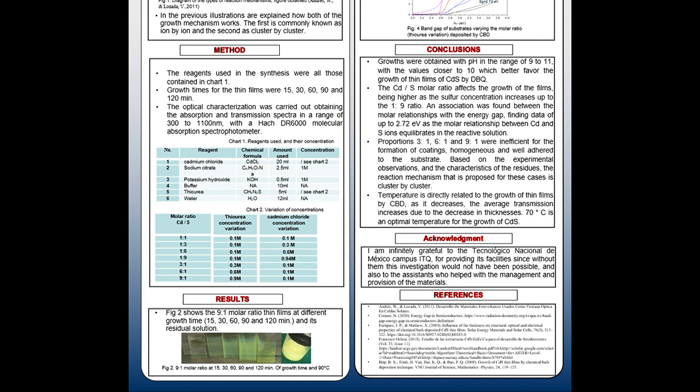Now, the results obtained in figure 2 show the 9 to 1 molar ratio thin film at different growth times for 90 degrees centigrade, and the times used for these films are the following: 15, 30, 60, 90, and 120, as previously mentioned. And at the end of figure 2 we have the residual solution.